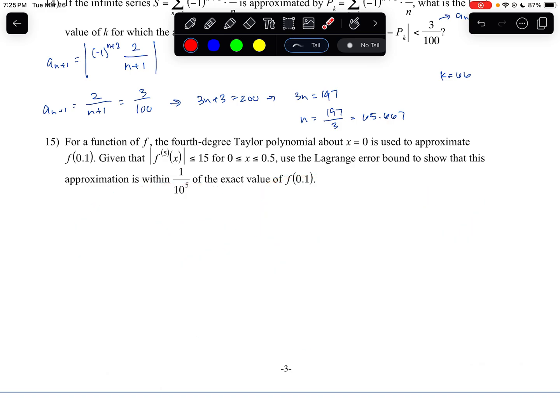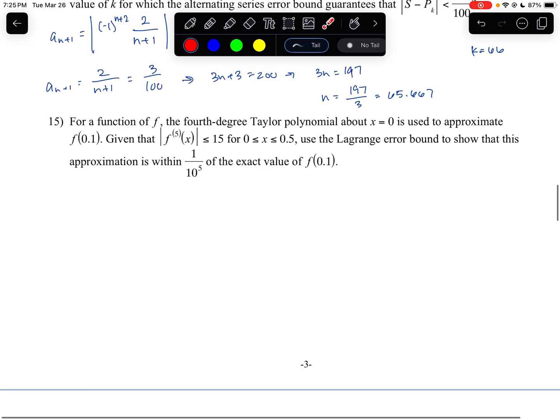Okay, given that the absolute value of the fifth derivative of my function, the most it can be is 15 over the interval from 0 to 0.5, use the Lagrange error bound to show that this approximation is within 1 over 10 to the fifth of the exact value of f of 0.1.